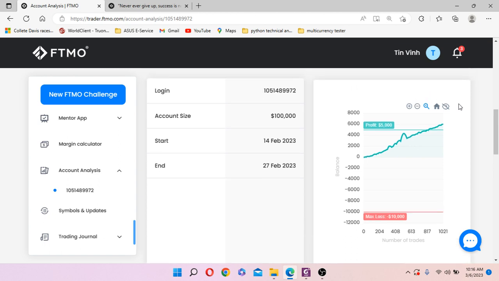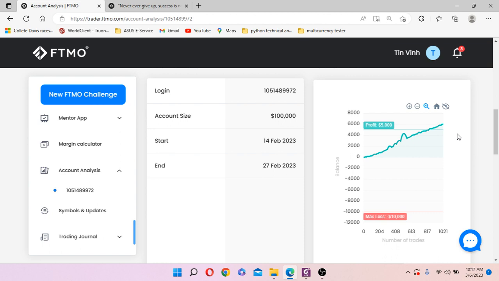One thing I want to emphasize about my strategy is that it produces a very, very smooth profit curve, which is desirable psychologically.